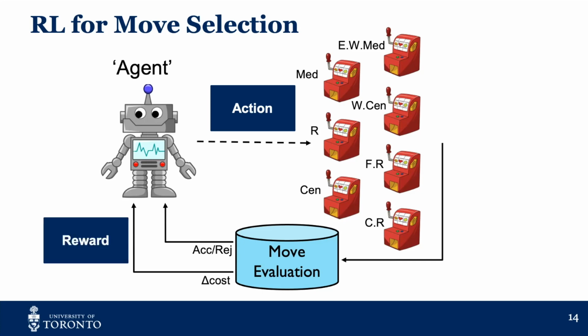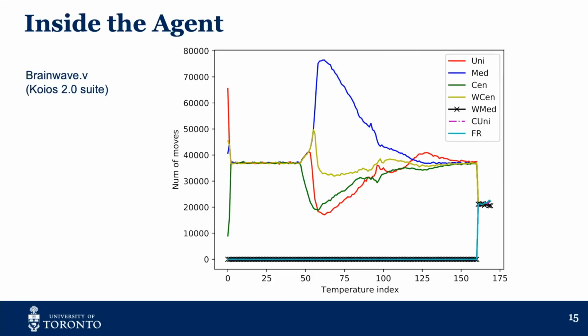So let's see how this affects the agent's choices inside the agent. This graph is for one of the Koios 2 benchmark circuits, which is brainwave. It's showing the number of moves that the agent selects for every move type for the different annealing temperatures. As we can see, the agent starts selecting all the move types pretty much with the same probability. But after some exploration, it learns that some moves are actually more useful than others.